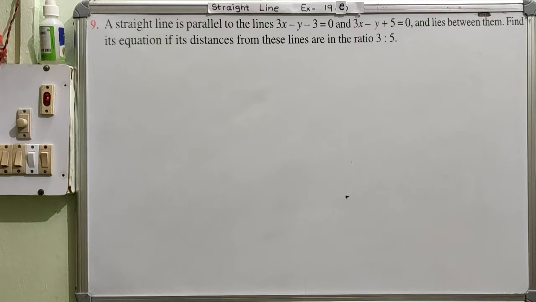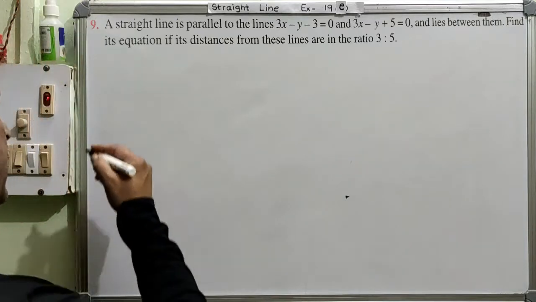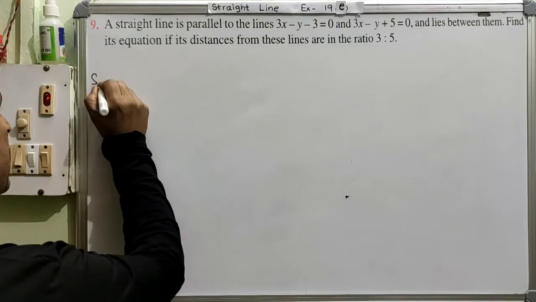Question number 9 says, a straight line is parallel to the lines so and so and lies between them. Find its equation if its distance from these lines is in the ratio 3:5. So let us first of all draw the diagram. With the diagram we will try to understand.